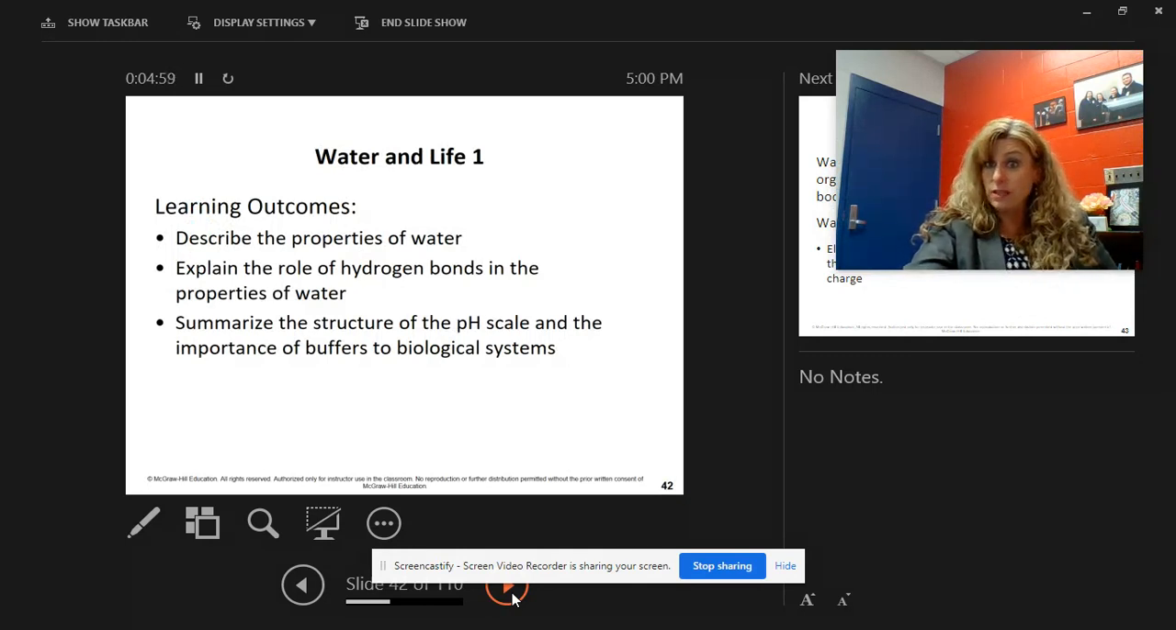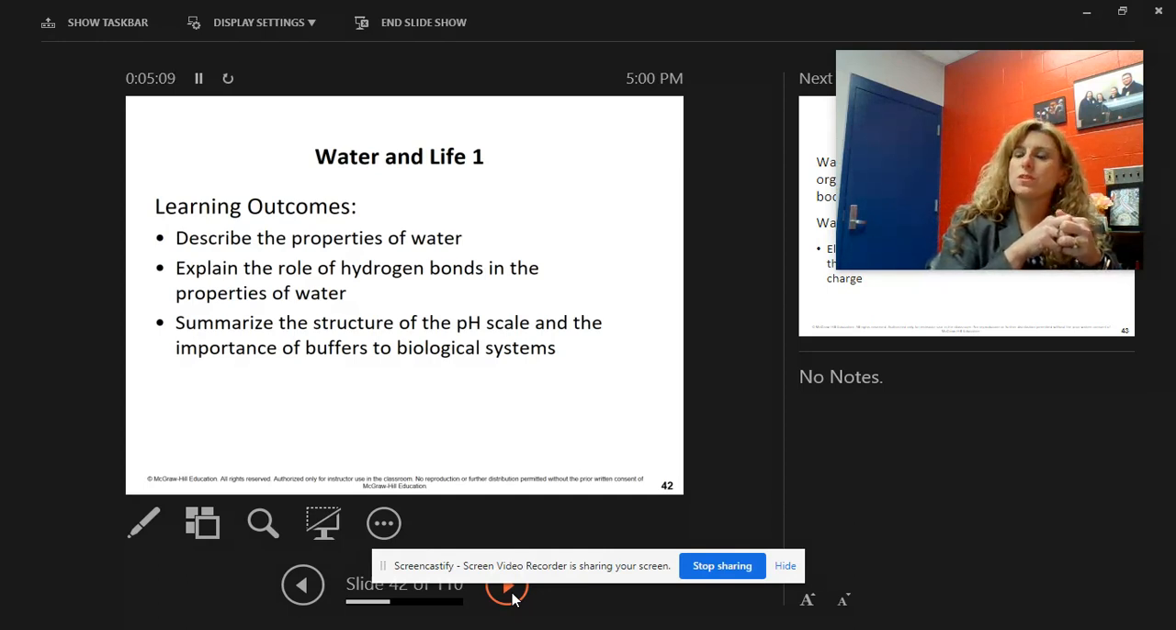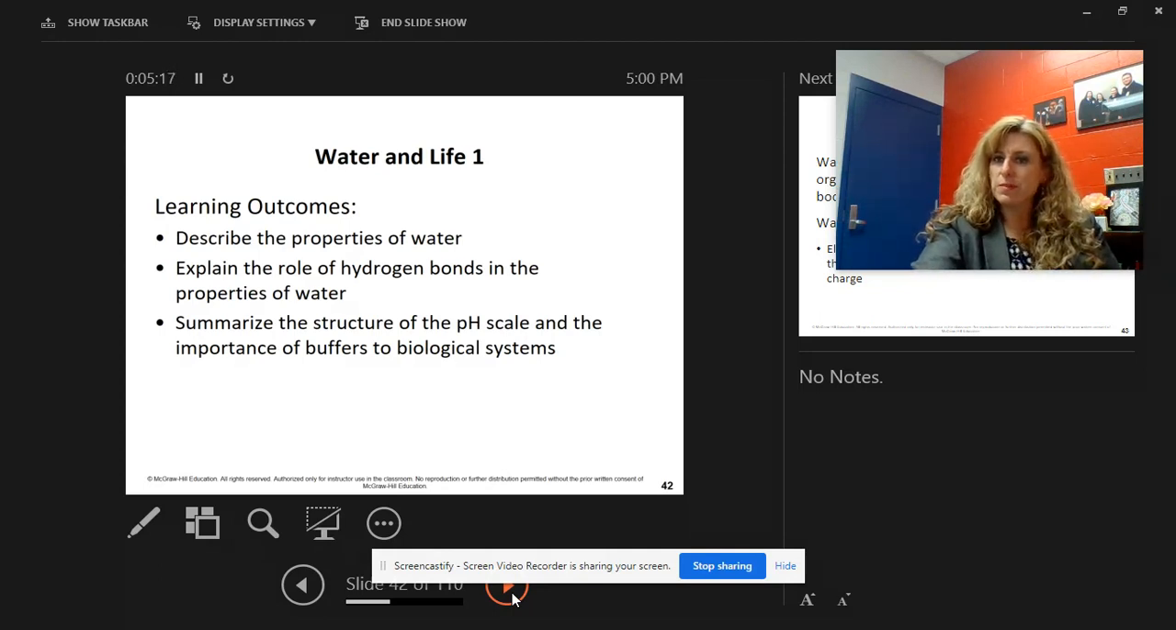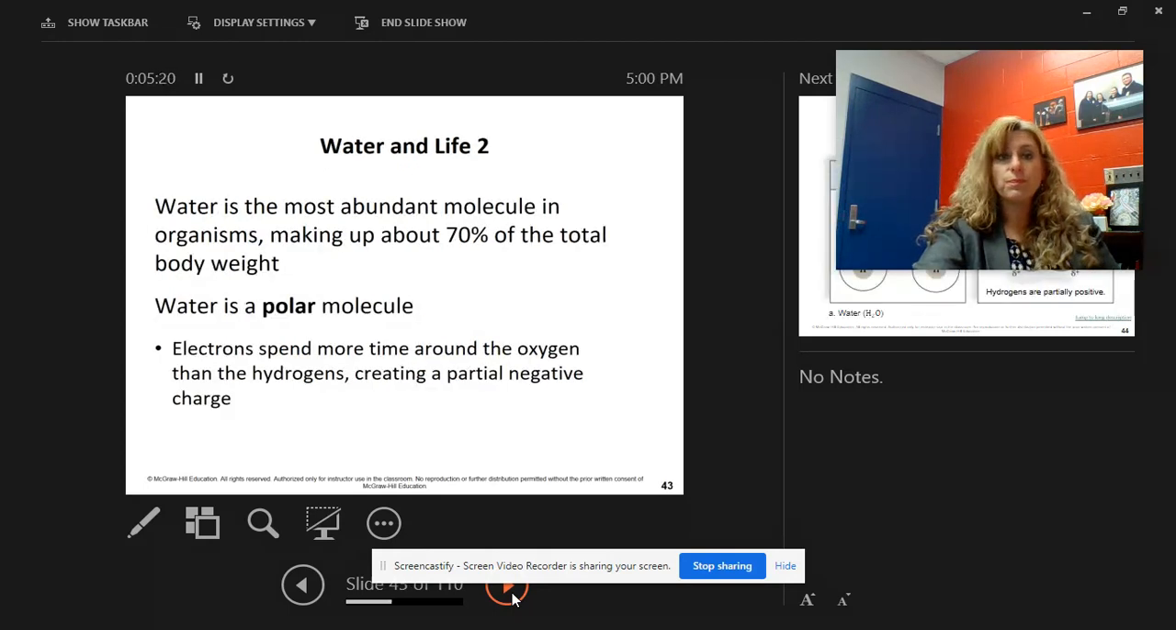So now we're going to talk a little bit about water and why water is so important to life, okay? Water actually has some specific properties that make it important to life, and why it's really essential for us as living beings. And then we'll talk a little bit about the pH scale and buffers. So water is the most abundant molecule in living things.